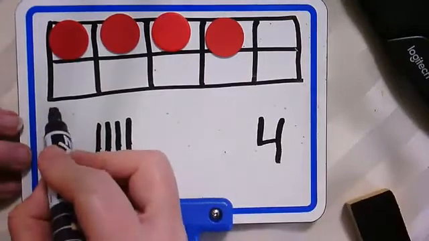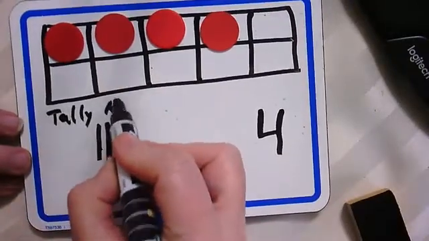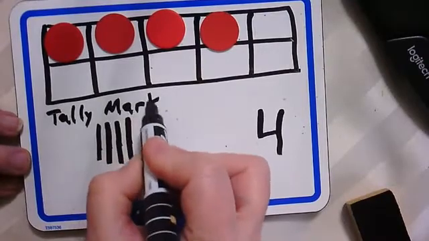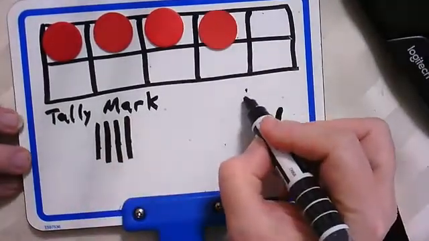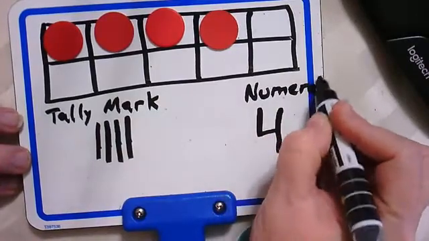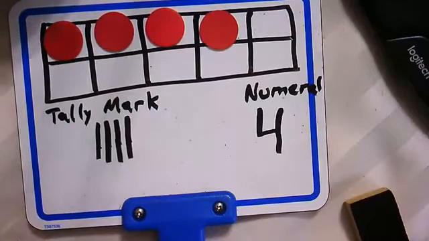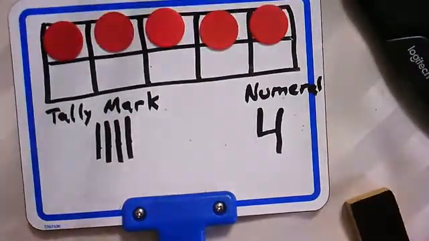These are my tally marks. T-A-L-L-Y, mark. And this is my numeral. N-U-M-E-R-A-L. So here we go. I have 4. Here it comes. I added one more.